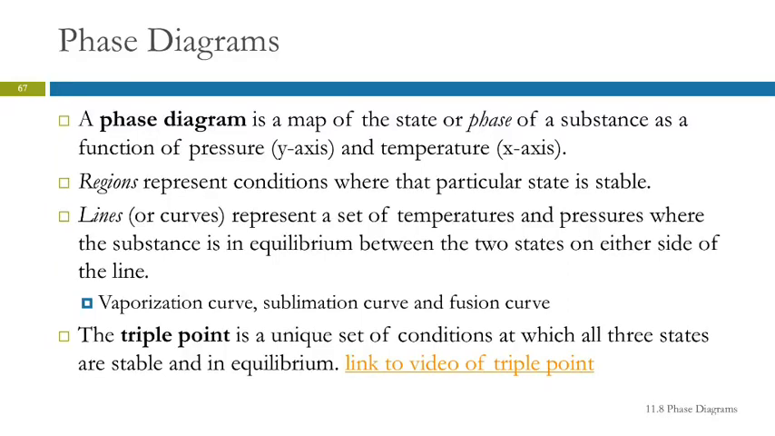So a phase diagram is a little bit like a map of the state of a substance. State and phase are two words that refer to the same thing. What physical state, what physical phase is the matter in: solid, liquid, gas? And we look at what state it is in as a function of pressure and temperature. So we graph pressure on the y-axis and temperature on the x-axis.